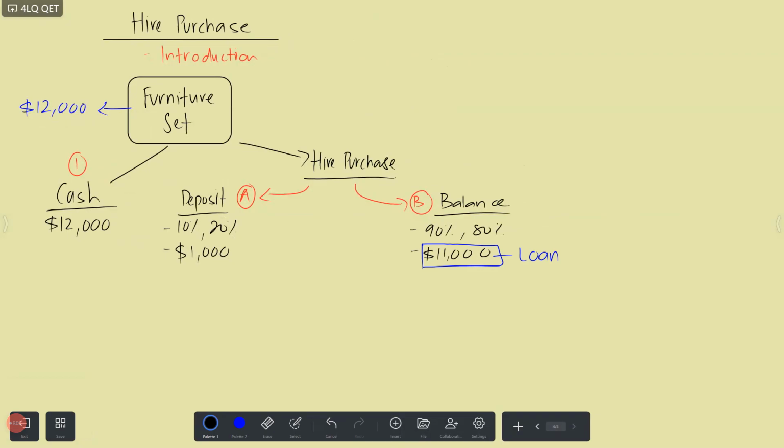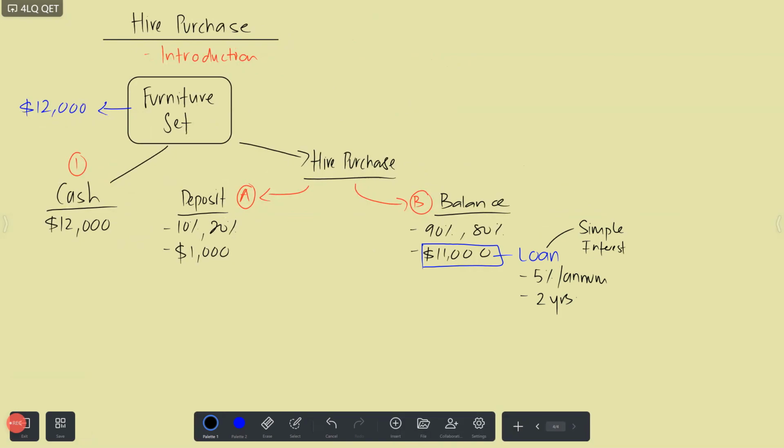The loan will have its terms. Let's say the terms are 5% per annum, and you want to pay this $11,000 over a period of 2 years, for example. This is the terms by the bank, 5% per annum and 2 years, and it goes through a simple interest.